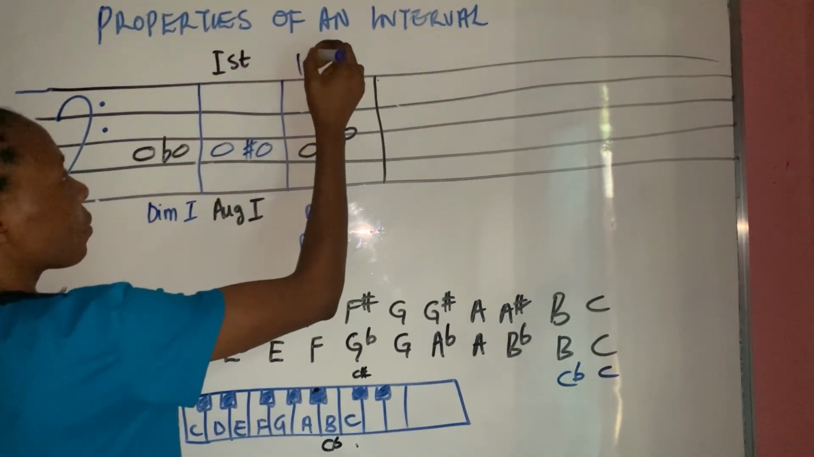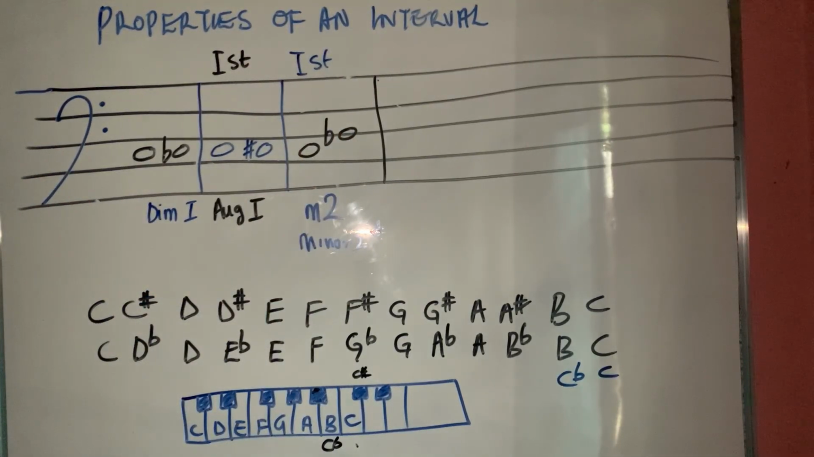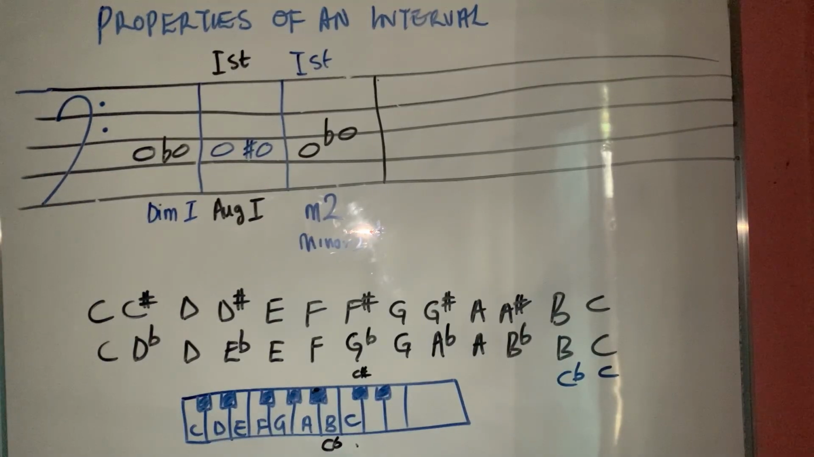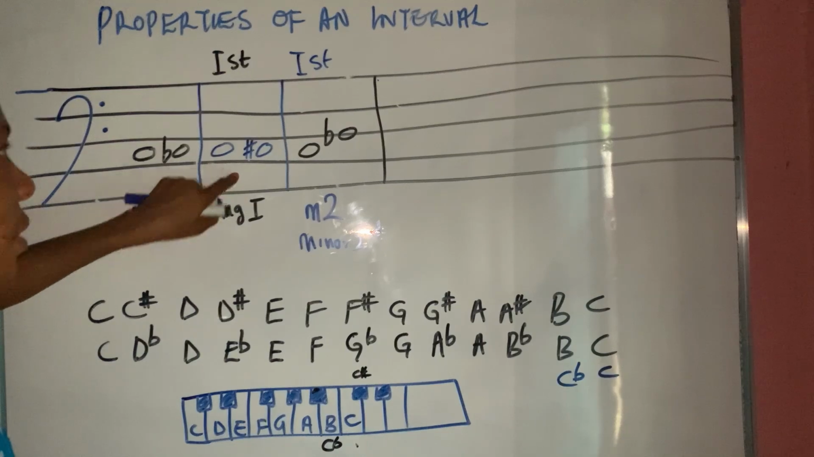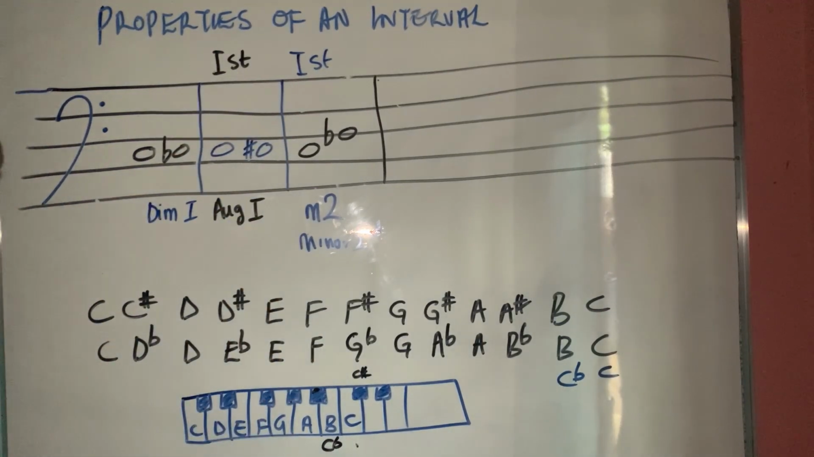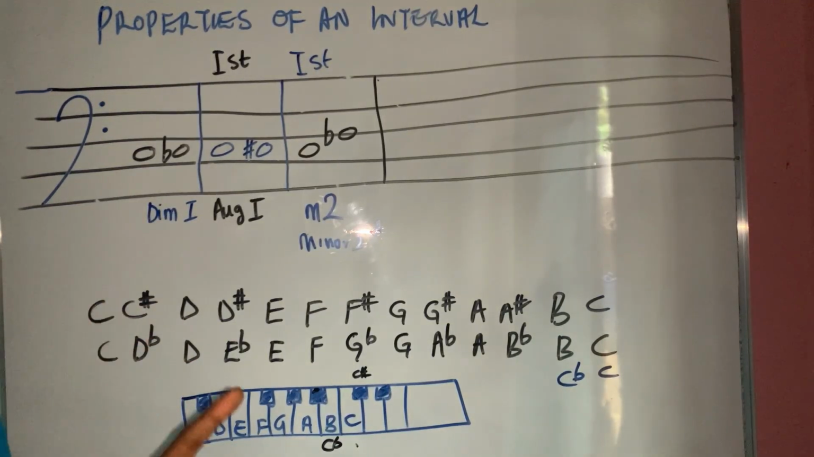So can you see, when I said sometimes it has to do with the number of semitones, sometimes it does not have to do with the number of semitones. You see, the number of semitones means different things. So sometimes it has to do with the number of semitones, and sometimes it has nothing to do with the number of semitones.